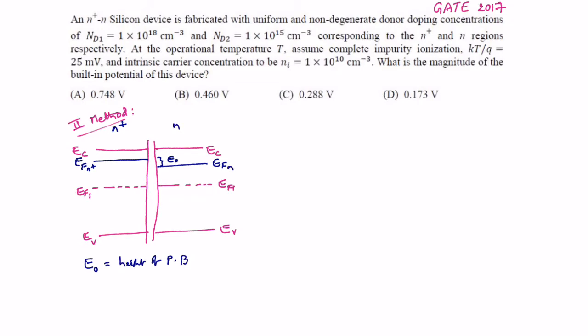So in forward bias you must apply minimum of this much voltage. That means V naught is going to be treated as cut-in voltage, so it is E naught by Q. If you apply this much cut-in voltage, then conduction takes place. We are going to calculate E naught is equal to EFN plus minus EFN. How to calculate this one?